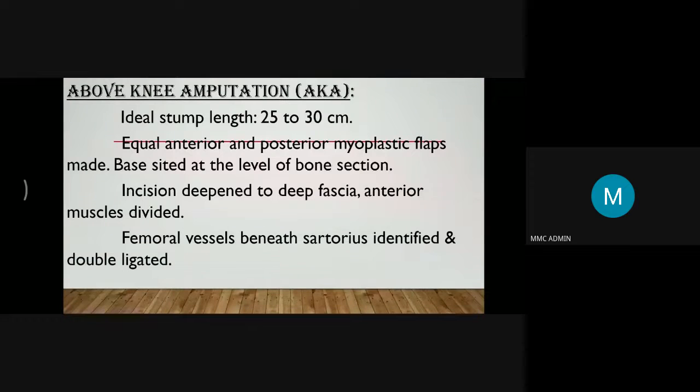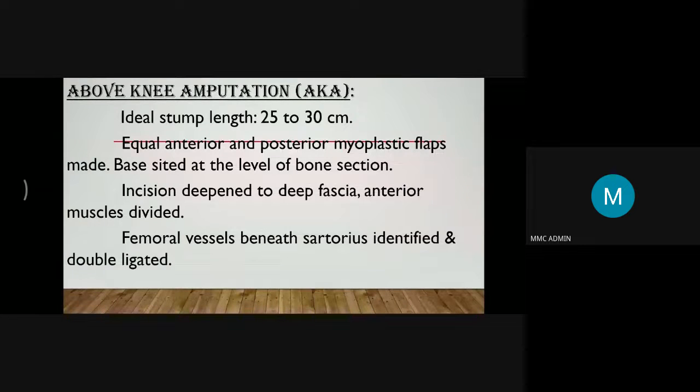So 25 to 30 centimeters from the greater trochanter is the ideal stump length for an AK amputation. If you leave this ideal stump length, the function will be good and the prosthesis can fit in perfectly. These two things are very important. And one more important thing is regarding the healing.